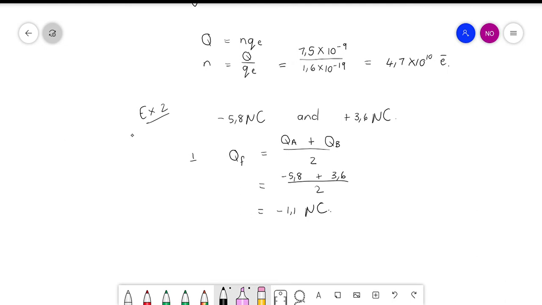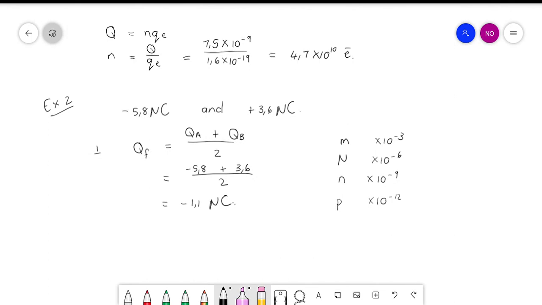Let me quickly just write it down for you guys. Milli, you guys know, is 10 to the power of negative 3. Micro, it's that weird thingy, is times 10 to the power of negative 6. Then we have nano, which is times 10 to the power of negative 9. Pico is times 10 to the power of negative 12. So in other words, if I tell you that something has a 2 nanocoulomb charge, it means that it has 2 times 10 to the power of negative 9 coulomb.